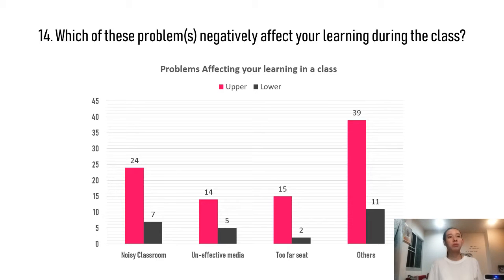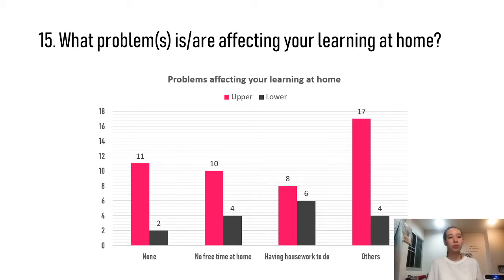15. What problem is affecting your learning at home? Most people answer others, which is the summation of the other choices, but mostly the upper students answer none, and mostly the lower students answer having housework to do.